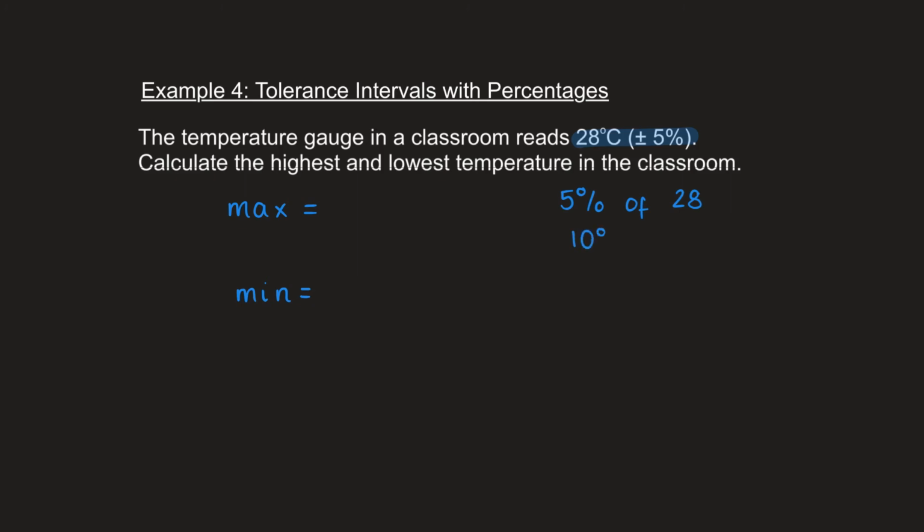I would find 10% first, which we know is just 28 divided by 10, so 2.8. And if we know that 10% is 2.8, 5% will just be half of that, and half of 2.8 is 1.4. Remember, you're going to be doing this without a calculator, so you need to find a strategy that you'll be able to do without one. So the maximum, or our hottest temperature, will be 28 add 1.4, and our minimum temperature, 28 subtract 1.4. So the warmest temperature that it could be in the classroom is 29.4 degrees Celsius, always remember your units, and the minimum temperature would be 26.6 degrees Celsius.